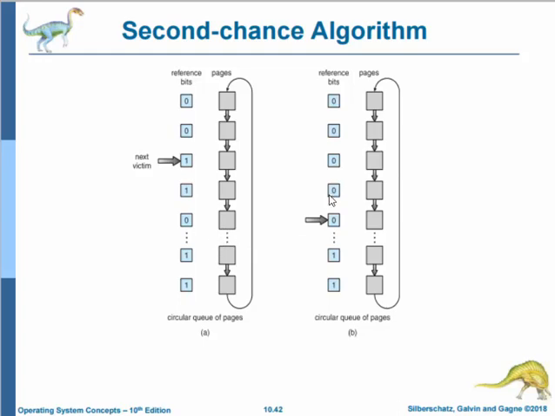Notice that in the worst case, when all bits are set, the pointer cycles through the whole queue, giving each page a second chance. So it clears all the reference bits, selecting the next page for replacement, and the second chance replacement degenerates to first in first out replacement if all bits are set.